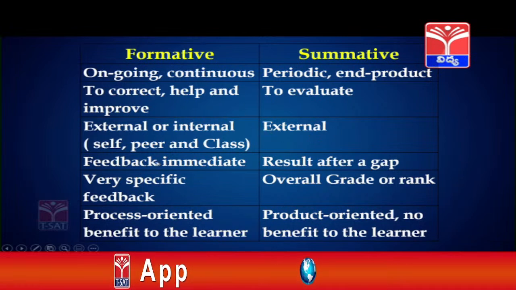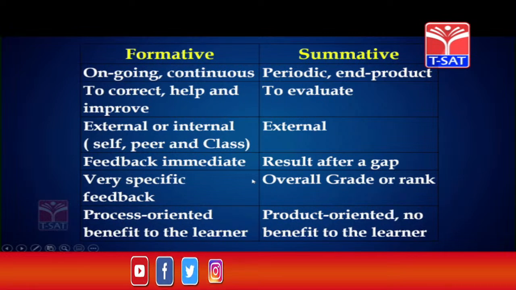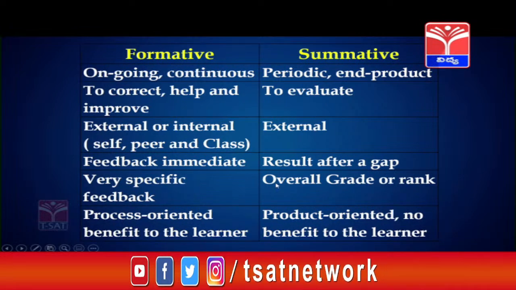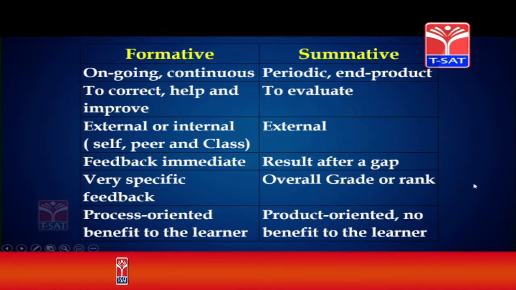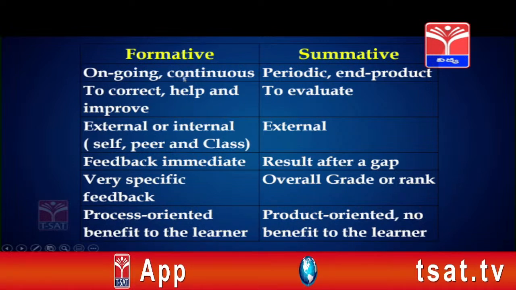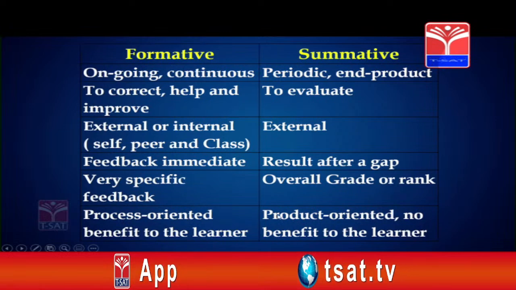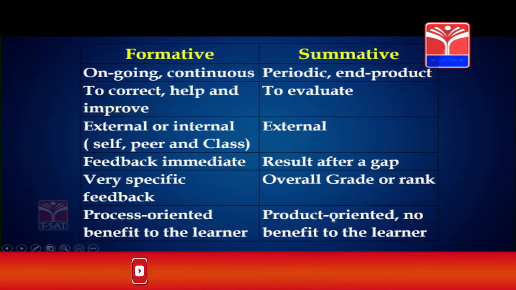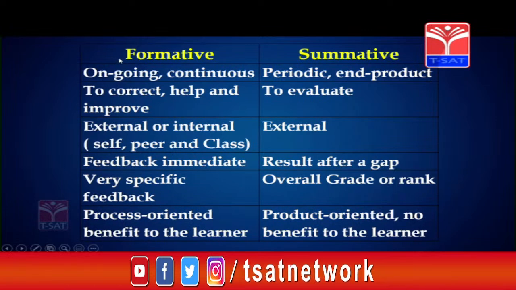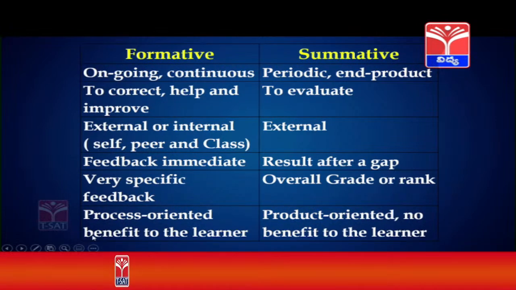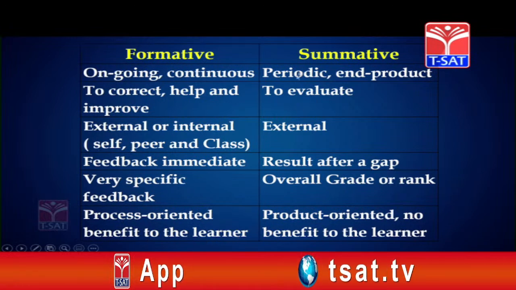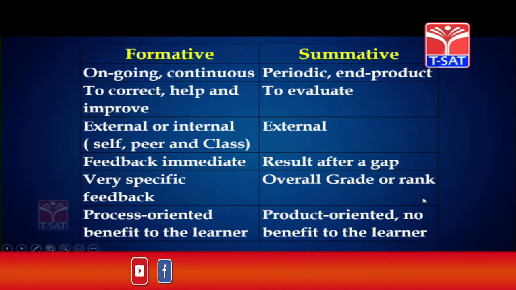And for formative evaluation, feedback is immediate, whereas for summative evaluation, feedback is given after a gap. And formative evaluation is very specific, whereas summative is overall grade or rank. And we have already discussed formative evaluation is process oriented, whereas summative is product oriented. And formative evaluation has its impact on the learners. Normally, formative evaluation is done to benefit the learner, whereas for summative evaluation, there is no scope of any, because once the result is declared, there ends the matter.